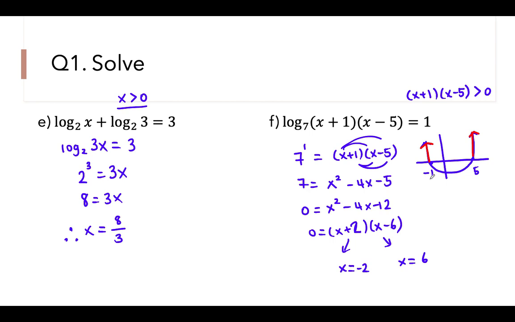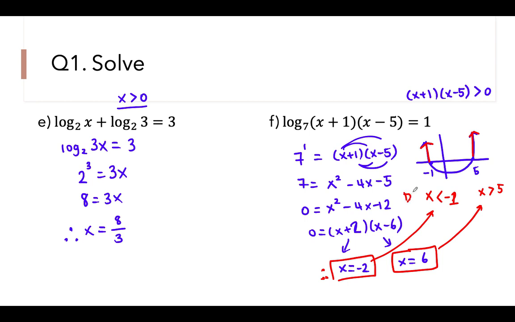And it makes sense. So this negative 2 is definitely beyond negative 1. So x must be less than negative 1. And then over here, x must be greater than 5. And we do have x is greater than 5 here and here. So that's my domain, my restriction. And these two are my final answer for solving for x.